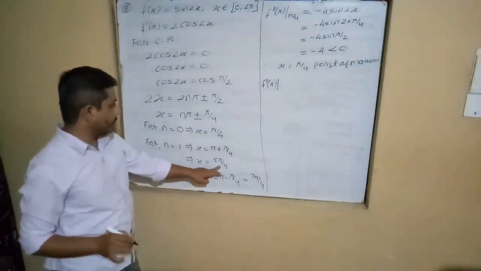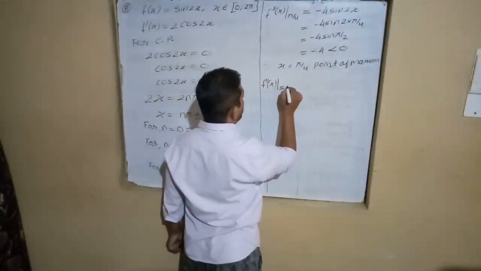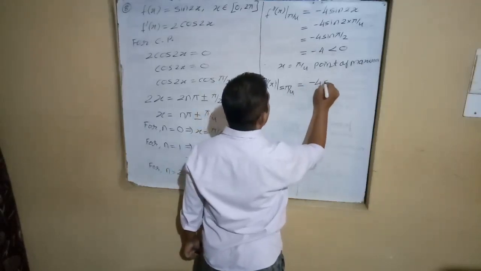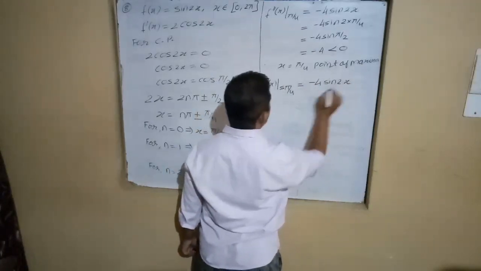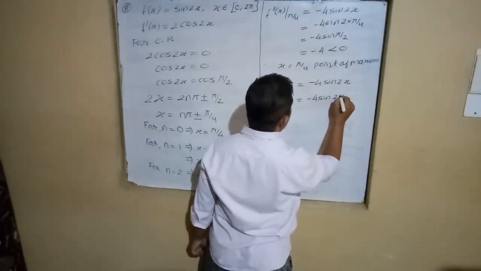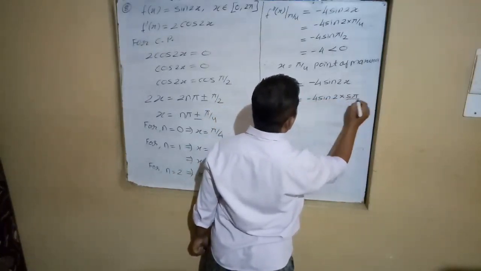Now we find f double dash x at the next point. What is the next point here? 5 pi by 4. At 5 pi by 4, f double dash x is equal to minus 4 sin 2x. Now put the value here, minus 4 sin 2 into 5 pi by 4.